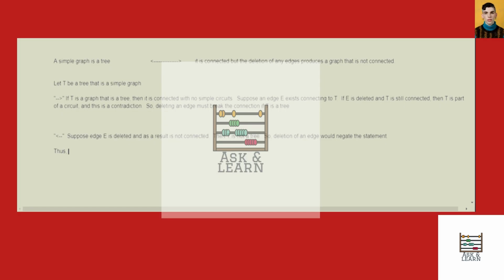So we need to conclude with our final statement. Thus, a simple graph is a tree if and only if it is connected, but the deletion of any edge produces a graph that is not connected.